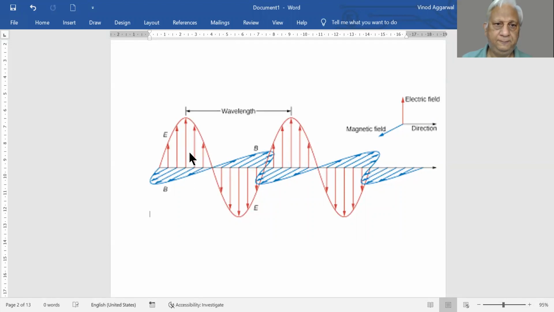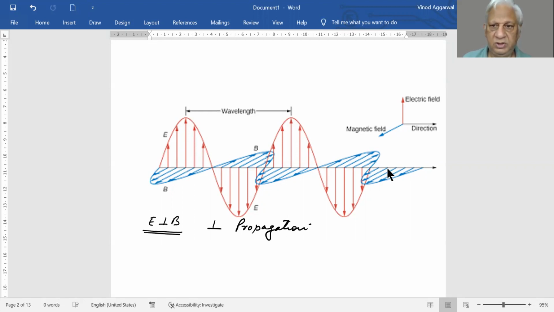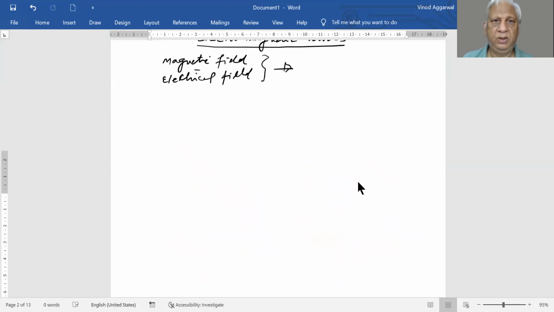So the first thing is that electrical field and magnetic field, they are perpendicular to each other. And they are also perpendicular to the propagation. So this is the direction of propagation, and electrical field is perpendicular to magnetic field, and both are perpendicular to the direction of propagation. And they exist together, right?